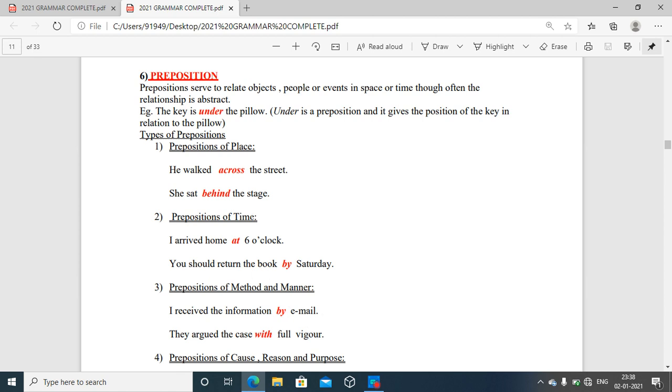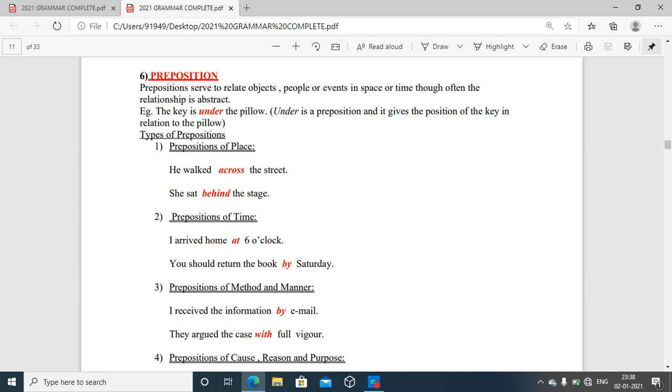And see here, that is another idea you can take from here. By is used as a preposition of time in this sentence, but in the next type also, by becomes another preposition, where in the context of this sentence it is a preposition of method or manner, if you want to say. They argued the case with the full vigor.